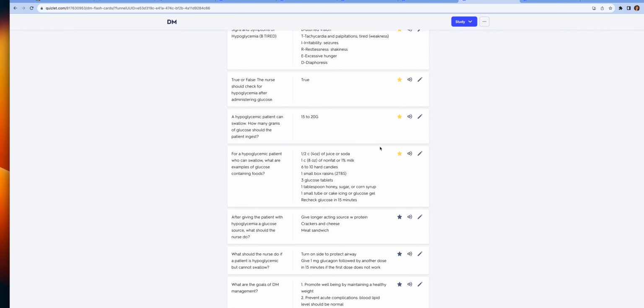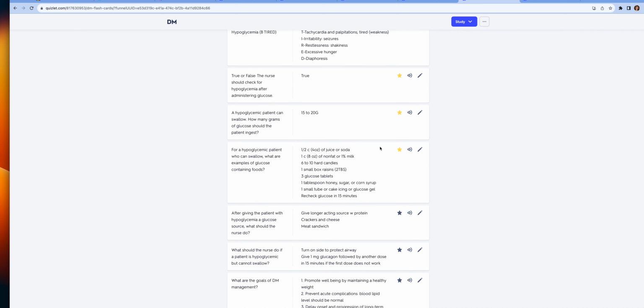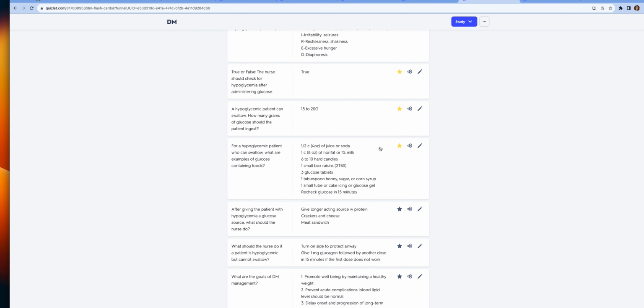And what you're going to administer if somebody has low blood sugar, the treatment for that is 15 to 20 grams of glucose. Okay, and you can get it in numerous ways. If somebody is awake, they can have juice or soda. They can have non-fat milk or 1% milk, 6 to 10 hard candies. They can have a tablespoon of honey. The important thing is make sure you know what are adequate sources of glucose, but also that after you give the glucose, it's not a one and done thing.